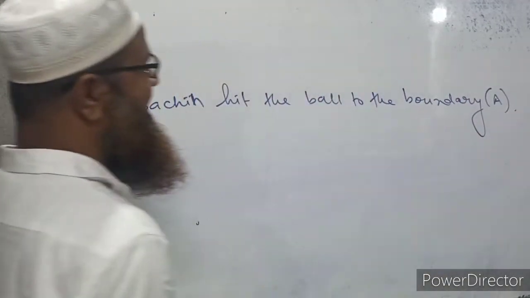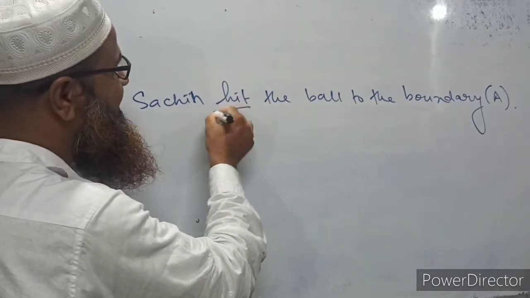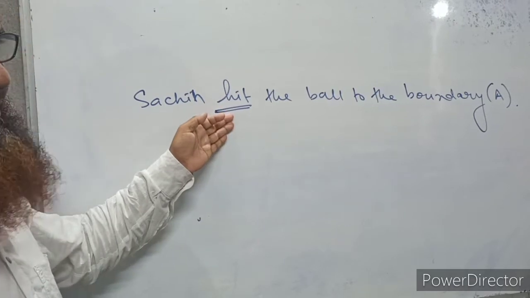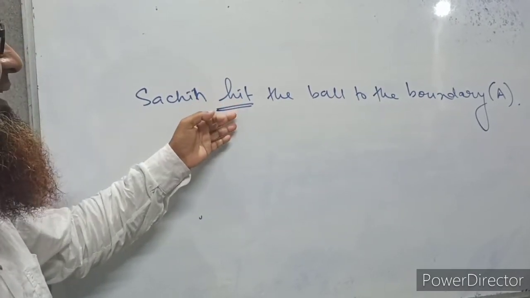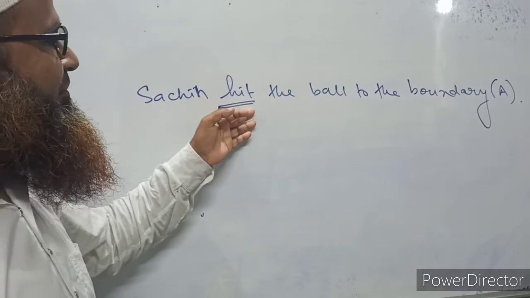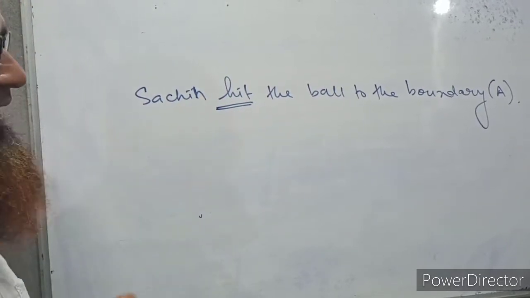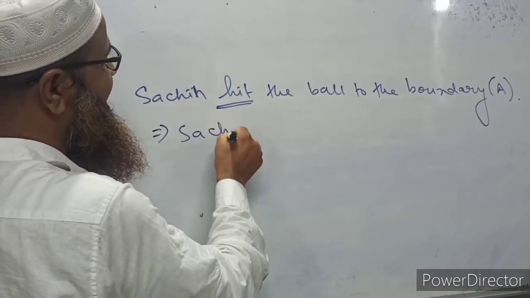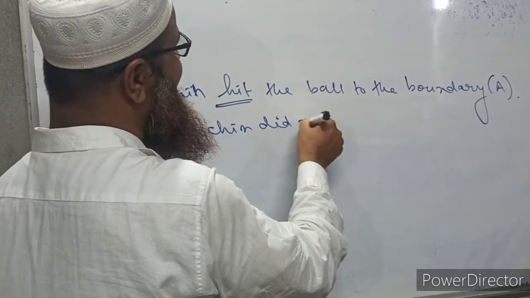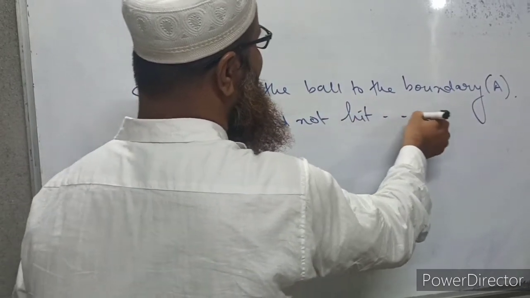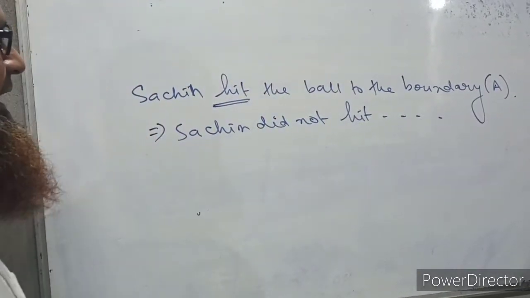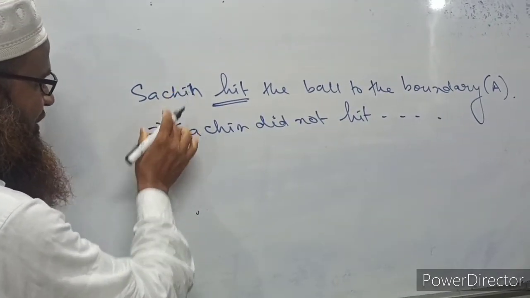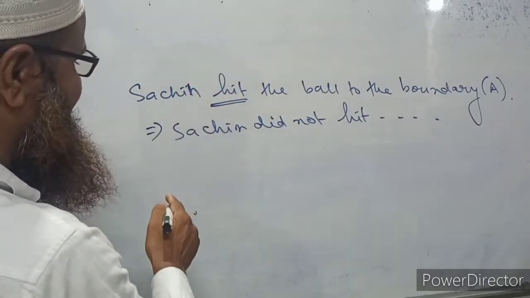So if we want to make it negative, again we have to see whether it is in present tense or past tense. We must say it is in past tense here, because if it were in present tense, then there must be s with the verb hit. But s is not present here. That is why we have to write Sachin did not hit or didn't hit.